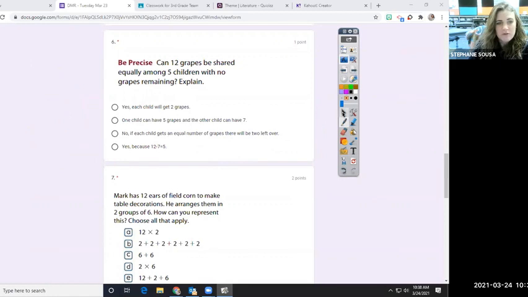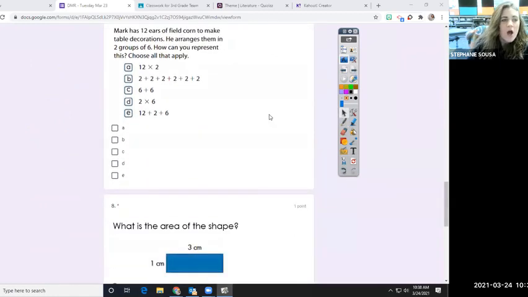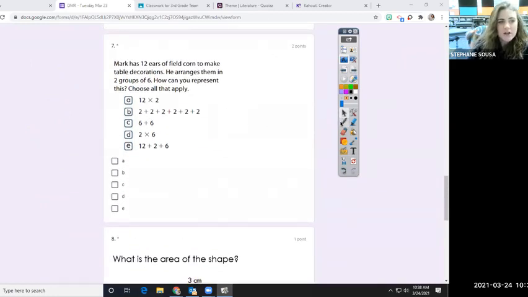Yes, A and G, that would be my face too. Ew. Mark has 12 ears of field corn to make table decorations. He arranges them in 2 groups of 6. How can you represent this? Choose all that apply. Notice it says choose all that apply. Notice that all in this case is 2 answers.